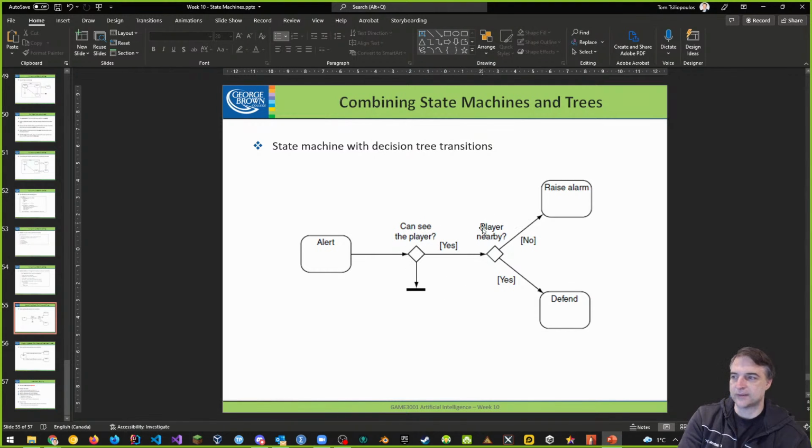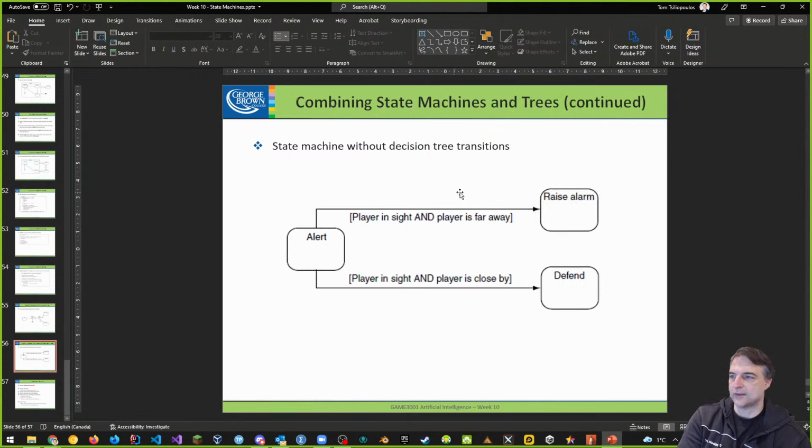Can I see the player? Yes. Is the player nearby? Yes or no. And if my player is nearby, then I finally take an action, as an example, or I go through a set of actions in the decision tree. Whereas in a state machine, I literally just move from one state to the other state. Different way of doing things, but the results might be the same.